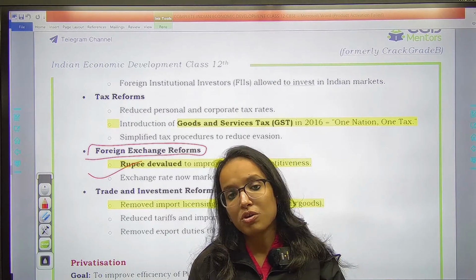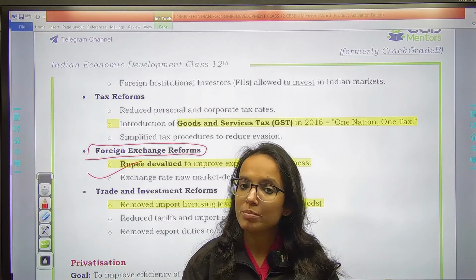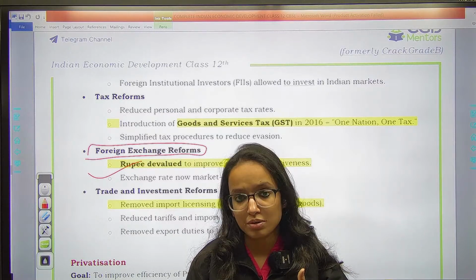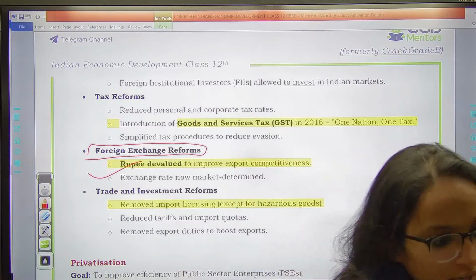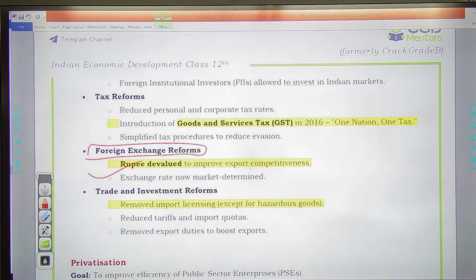So for the same amount in their currency you are able to buy more. That means their demand for our products will be more, so we will be exporting more. Simple logic. So in the Indian economy the rupee was devalued. The Indian government devalued the rupee to improve export competitiveness. Remember this point. The exchange rate was made flexible. It was not fixed, and now you know that exchange rates are market driven, right? They are market driven.